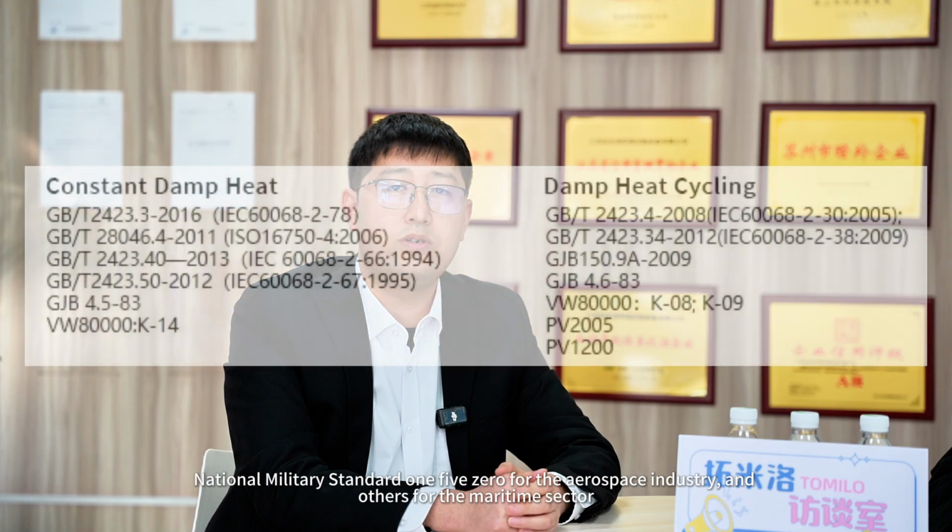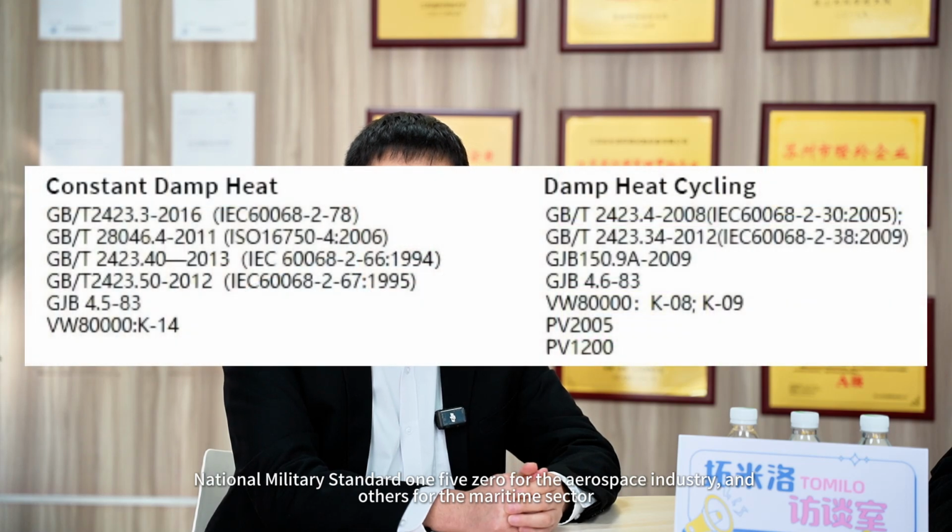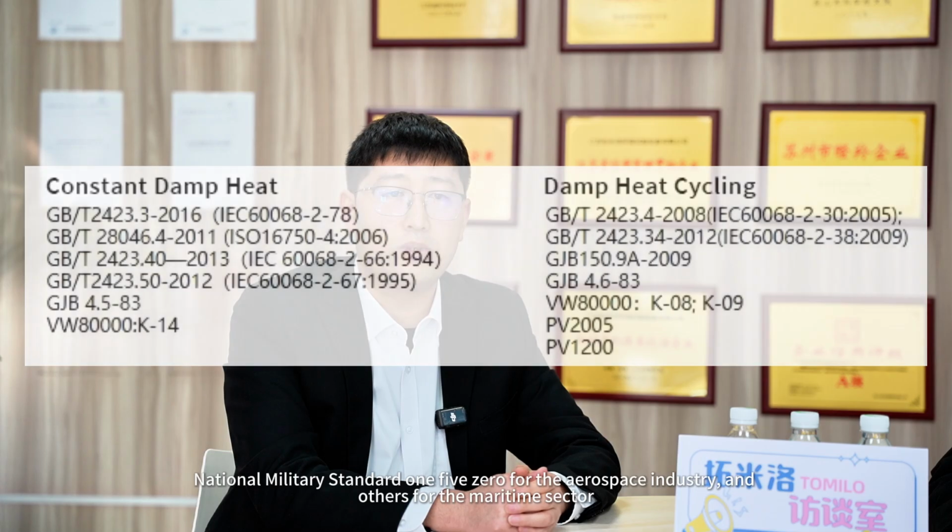There are also specific industry standards, such as ISO 16750 for the automotive industry, National Military Standard 150 for the aerospace industry, and others for the maritime sector. Some leading industry clients have also developed their own standards, which have been adopted or referenced by many others in the field. The standards for constant heat and humidity conditions and cyclic heat and humidity conditions are quite similar in most of the related testing standards. You can refer to the specific documents of the standards for more detailed information.